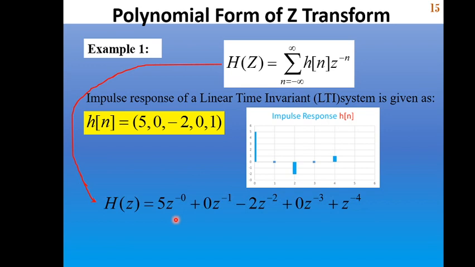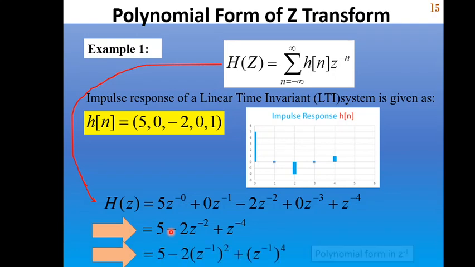which can be expressed in this form. This equation can be simplified further and can be expressed in terms of a polynomial in G to the power minus 1.